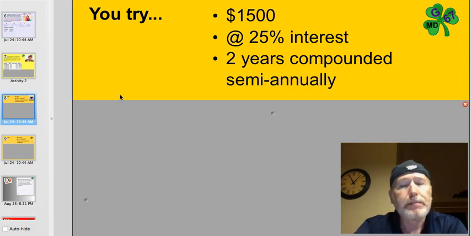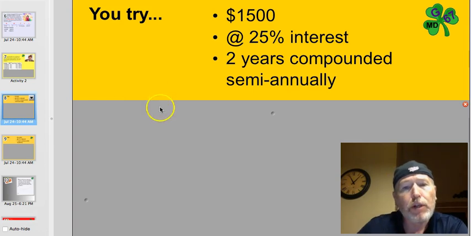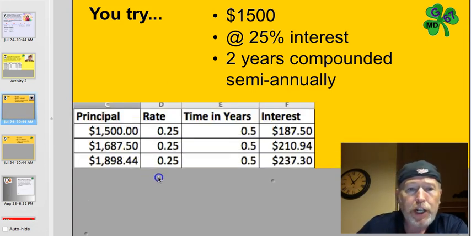Did you make a plan? Did you make a chart? Okay, you're going to have to do 4 calculations. 2 years, semi-annually. 2 times 2, you're going to have 4. Here's my chart right here. You can check yours, see how you did.